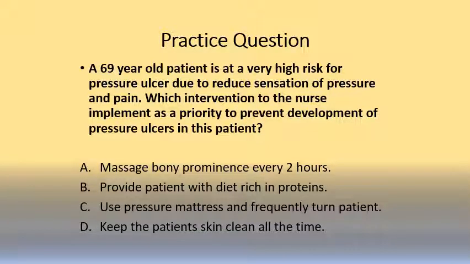So we came to an end of this lesson, and our practice question says: a 69-year-old patient is at very high risk for pressure ulcer due to reduced sensation of pressure and pain. Which intervention should the nurse implement as a priority to prevent development of pressure ulcers in this patient? Option A, massage bony prominence every 2 hours. Option B, provide the patient with a diet rich in proteins. Option C, use pressure mattresses and frequently turn the patient. Option D, keep the patient's skin clean all the time.